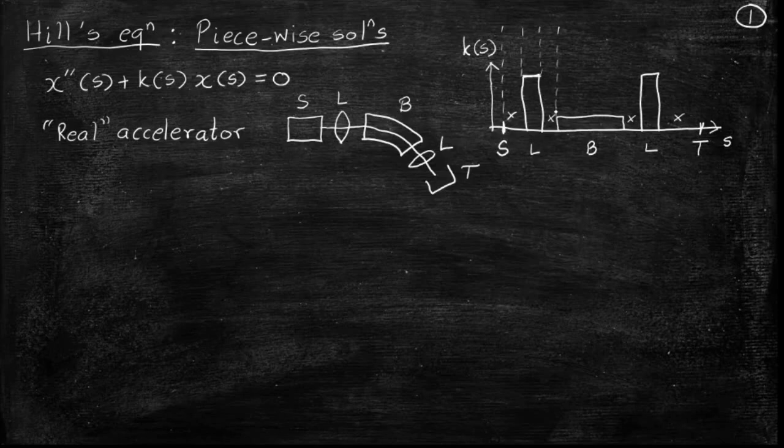Let me label the regions. Let me draw all the regions first. So you have, let us say, region number 1 to 7. Regions number 1, 3, 5 and 7, all have K equal to 0. In regions number 2 and 6, there will be some value of K. In region number 4, there will be a different value of K. And so for each of these regions, K is a constant.